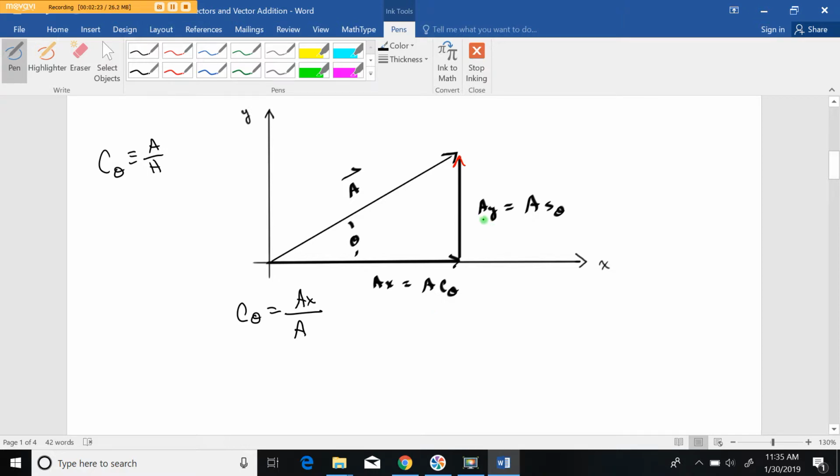Similarly, we can find AY from the sine function, because the sine of the angle theta is defined as the side opposite divided by the hypotenuse. In this example, we would have sine of theta is equal to AY over A. And it's pretty easy to show by moving the A over to the left that AY is equal to A sine theta. All right, moving on.